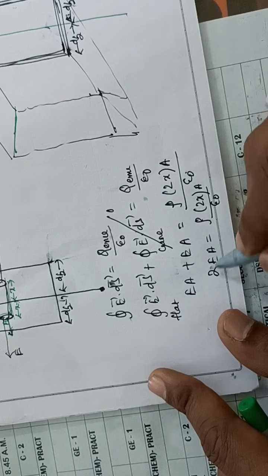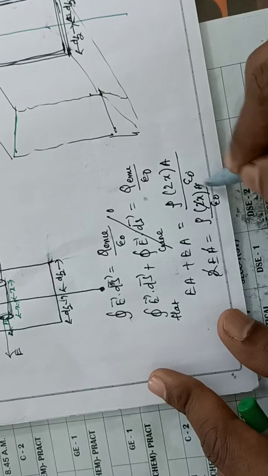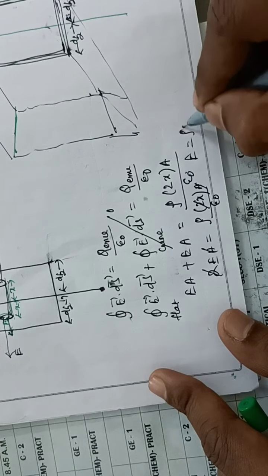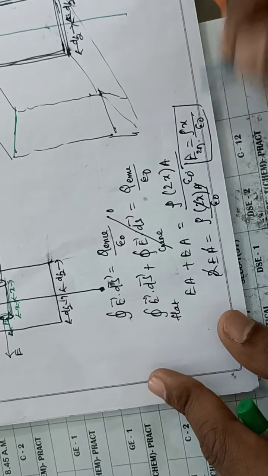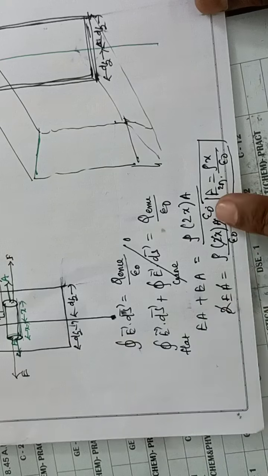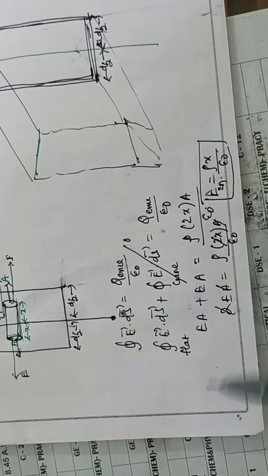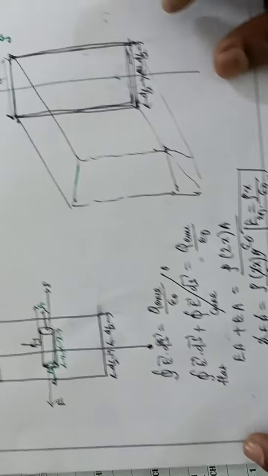If I cancel out this thing, the 2 and A cancel. So the expression comes to rho x upon epsilon naught. So inside a thick non-conducting sheet, what is the expression of the electric field? The expression of the electric field is rho x upon epsilon naught.